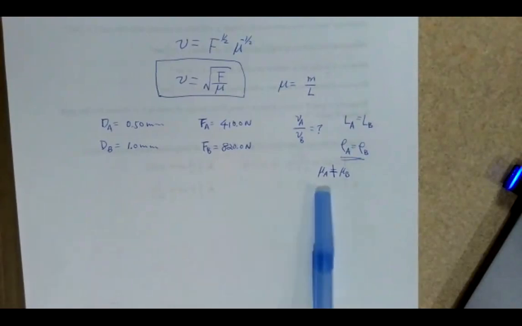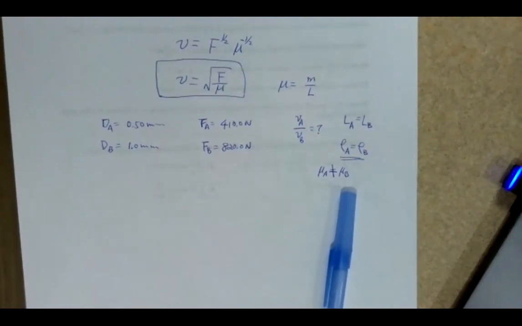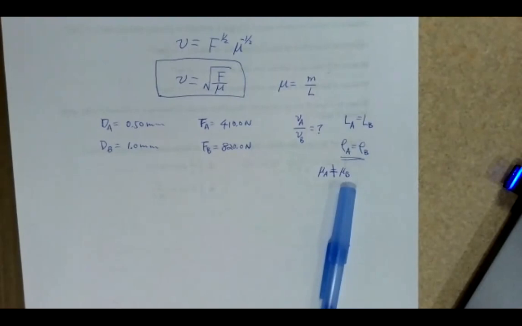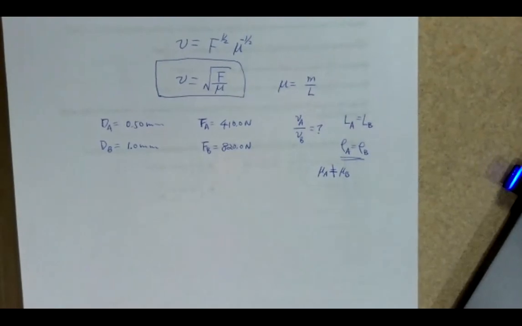Now the linear density is not the same because they are not the same thickness. One is thicker than the other, so that means one probably has a larger linear density than the other.